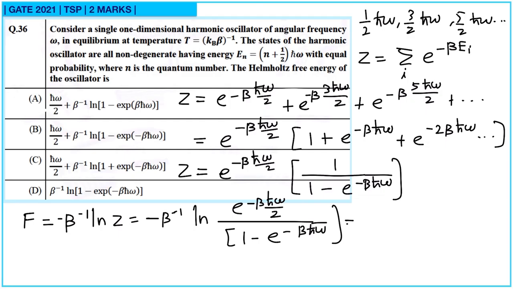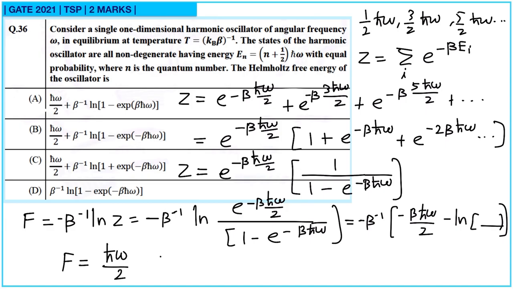So the first term is ln of e raised to, so that will cancel out, so it will be minus beta h cut omega by 2, and then minus ln of this denominator term. So F is equal to minus minus, it will become plus, beta inverse into b is 1. So the first term is h cut omega by 2, then minus minus plus beta inverse, and then we have ln of 1 minus e raised to minus beta h cut omega. So here option D is correct.